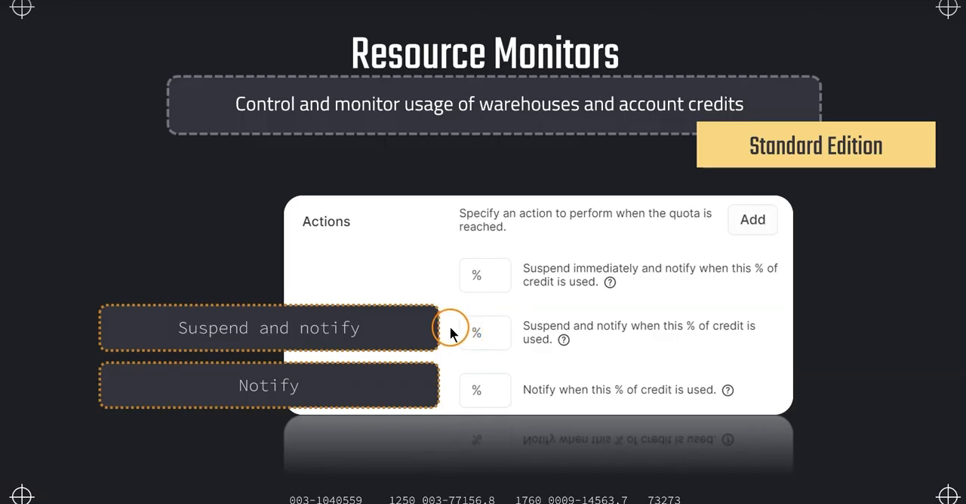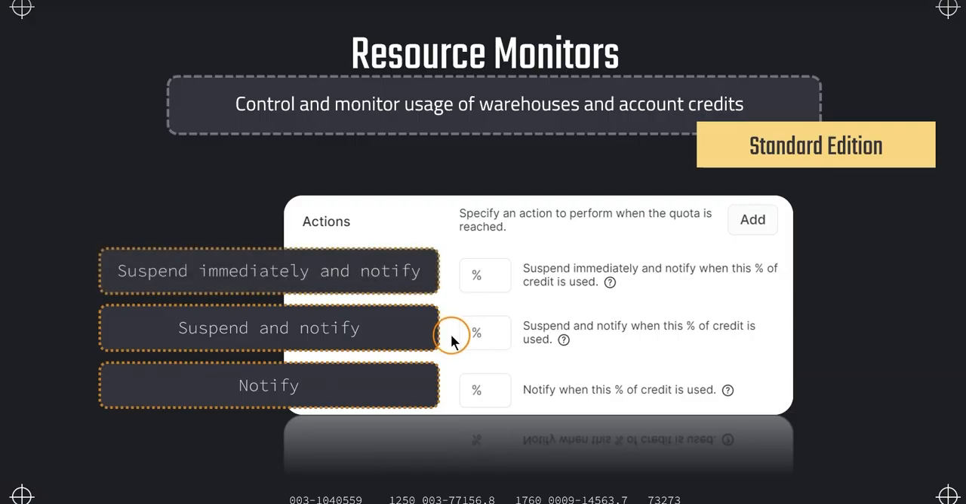And then if we want to be a bit more rigorous, we can also use the action suspend immediately and notify. This will suspend the warehouse or the warehouses immediately, and this will also abort the current queries. So if we have some queries that are currently running, this will immediately stop those queries. They will be aborted and won't be completed if this limit is reached. Also be aware, you can use percentages that are above 100%. This is also possible.